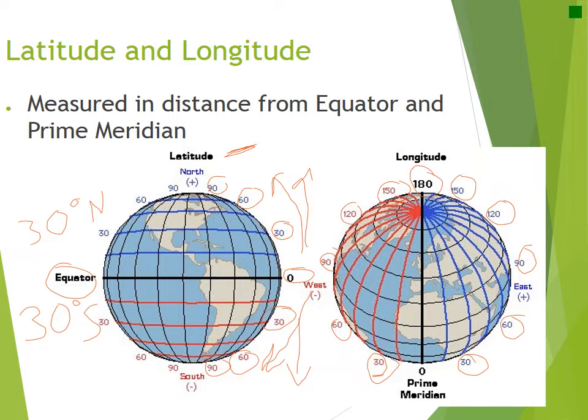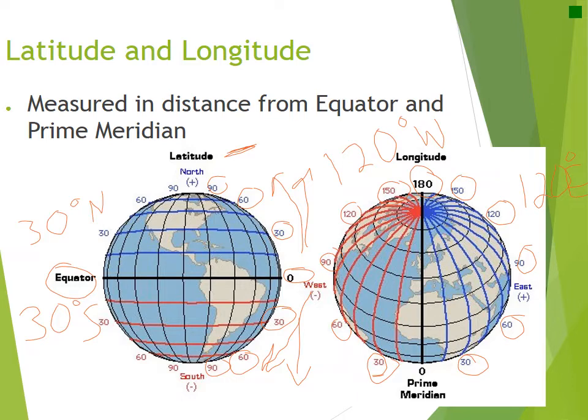So let's switch it. Instead of doing 30, let's do 120. So how would I write 120 on the blue side, on the east side? I would write 120 degrees east. Okay, and then over on this side, if I did it on the red for a 120, then I wouldn't write -120 degrees east. It would be 120 degrees west. And so that's how you denote it.